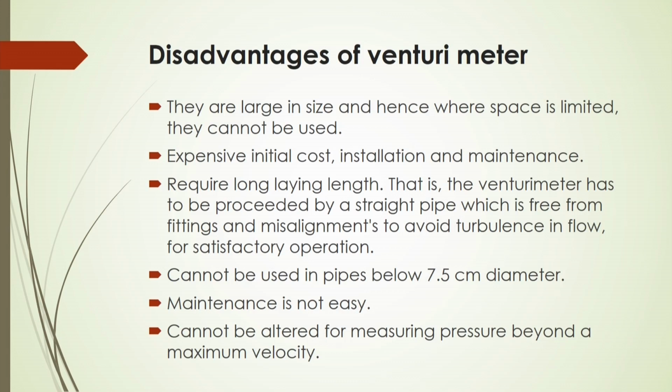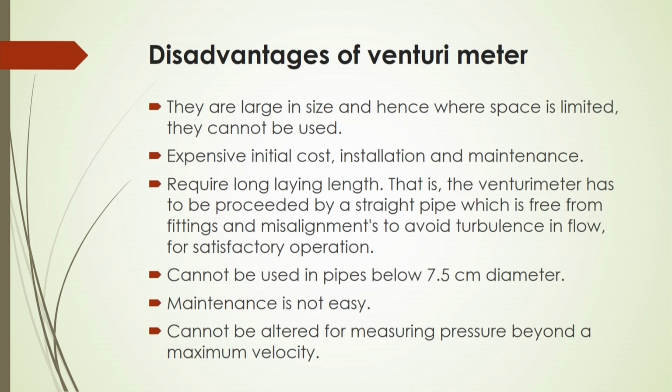They are large in size, and hence where space is limited, they cannot be used for measuring the flow rate. Also the initial cost, installation and maintenance are sometimes expensive, and it requires a long laying length. That is why the Venturi has to be preceded by a straight pipe, which is free from fittings and misalignments, to avoid turbulence in the flow for satisfactory operation.